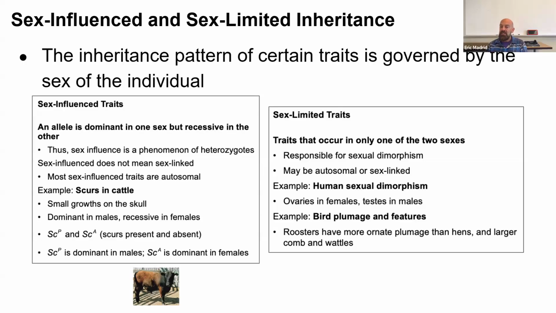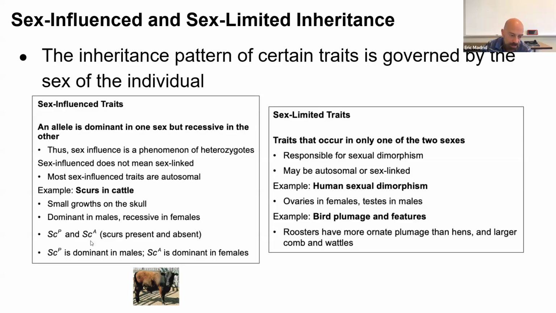With both sex influenced and sex limited, that's saying that no, for boys, the inheritance pattern is going to be one way, but for girls, the inheritance pattern is going to be another way. And so the sex of the organism influences the inheritance pattern. And so first would be sex influenced. With sex influenced, it could be that one allele is dominant in one sex, but it's recessive in the other sex. An example would be these things called scurs in cattle. They're these little bitty growths on the skull. And so they're dominant in males, they're recessive in females.